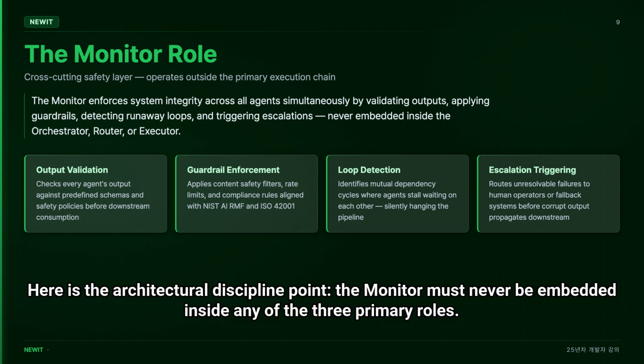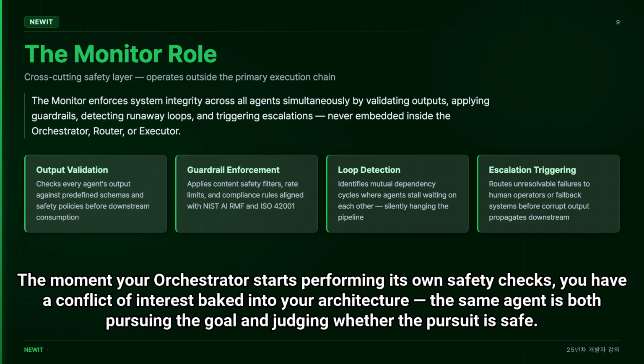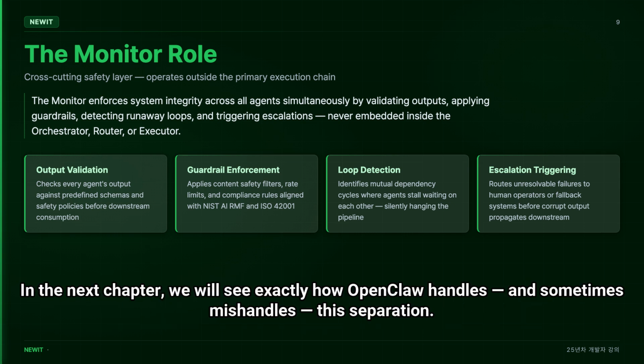Here is the architectural discipline point. The monitor must never be embedded inside any of the three primary roles. The moment your orchestrator starts performing its own safety checks, you have a conflict of interest baked into your architecture: the same agent is both pursuing the goal and judging whether the pursuit is safe. In the next chapter, we will see exactly how OpenClaw handles, and sometimes mishandles, this separation.